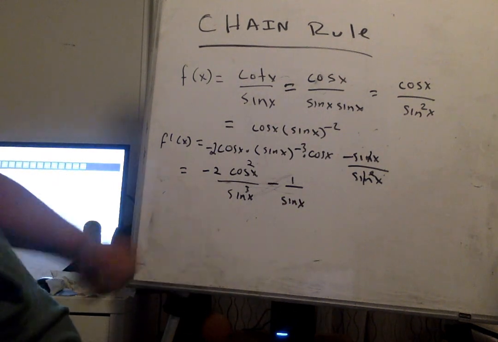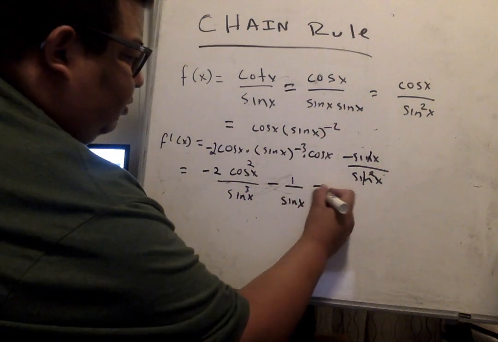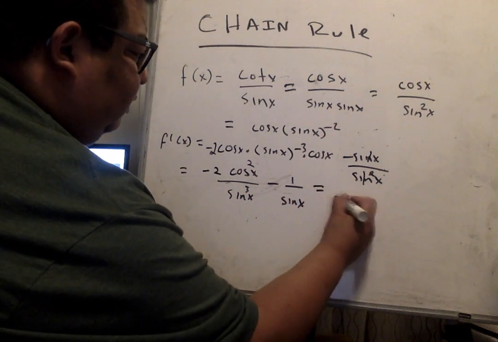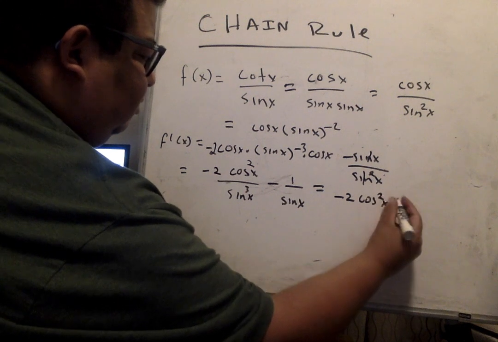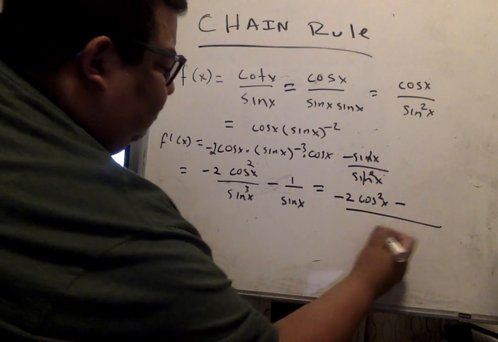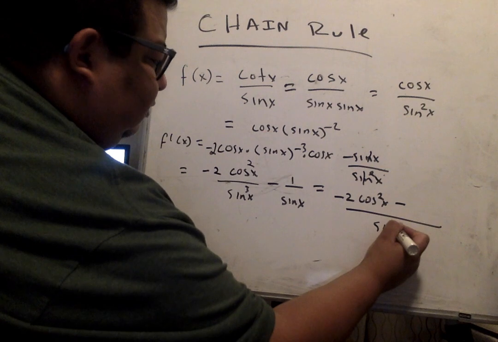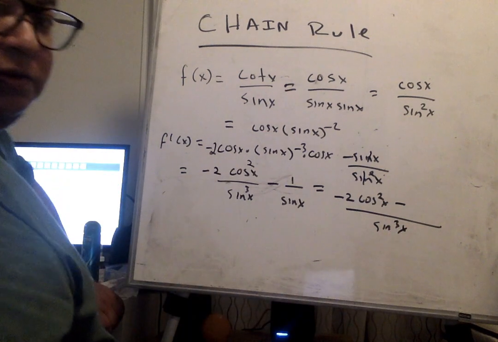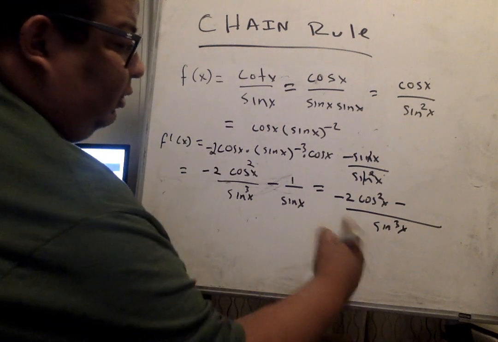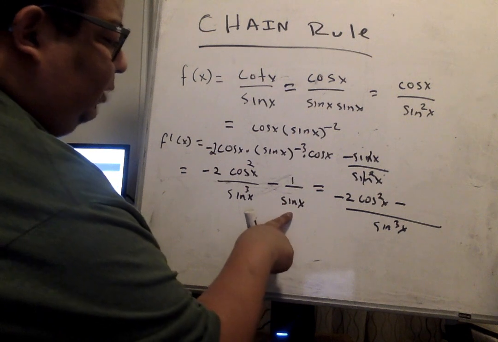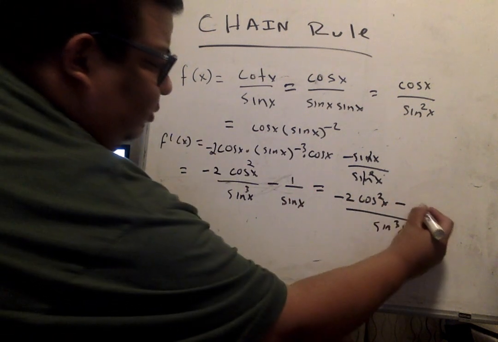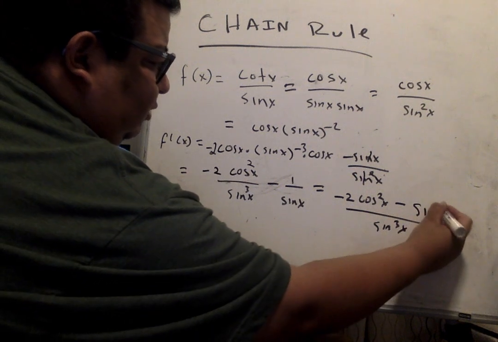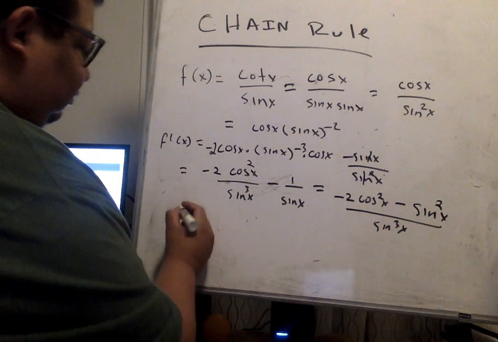Now let's combine the fraction. So it's going to be negative 2 cosine x square minus, all over sine cube x. And then to make this a sine cube, we're going to multiply top and bottom by sine x squared, so it will be sine square x.